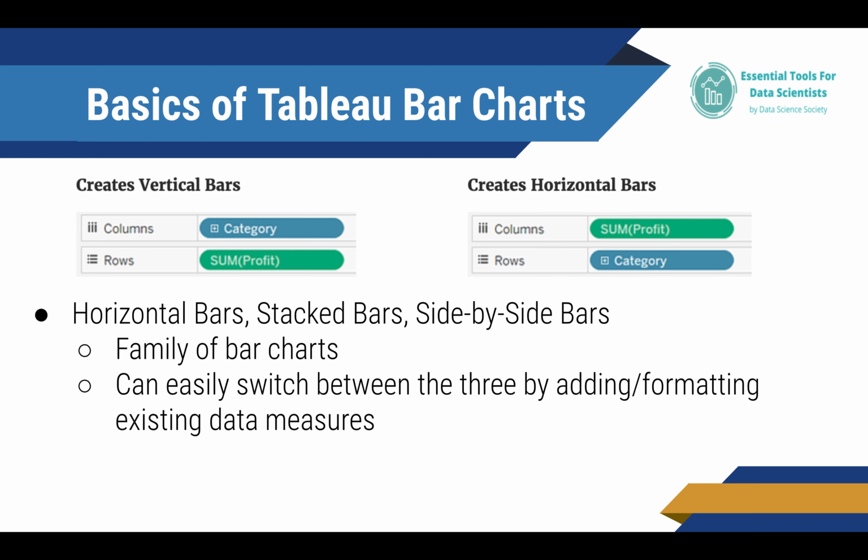Just a quick thing before moving on to the fourth type of graph we're going to cover. If you put the qualitative variable that you have, for example, category, in the column section of the Tableau interface, this will help create vertical bars for you. And if you put it in the rows section, you'll create horizontal bars. And obviously your quantitative variable, such as the sum of profit, would be in the other respective one that you haven't used for the qualitative one.